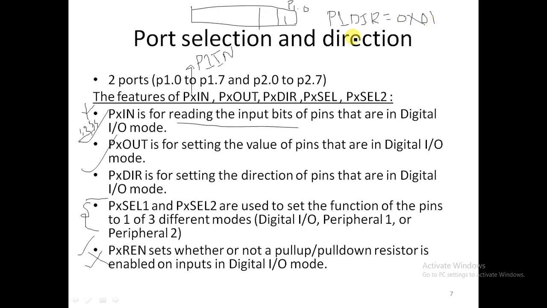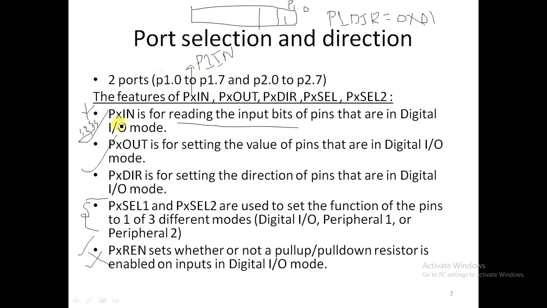From that pin we can take the input or we can send the data, that is P1.0. So this is about P1DIR, and P1OUT means we are going to send the data. First we have given the direction, and next we send the data to that pin. Whenever you send the data, that pin becomes high.